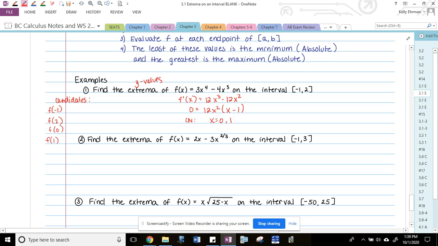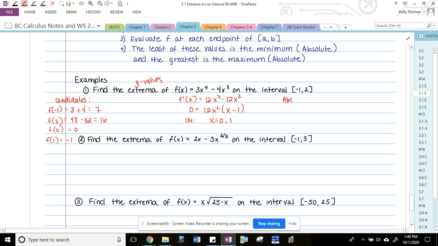Now I need to plug these values into the function and see how they come out. All right, so f of -1, that would be 3, -4 times -1 will be +4, so that's 7. F of 2, 3 times 16 is 48. -4 times 8 is -32. That's 16. F of 0 is 0. F of +1 is 3 minus 4, -1.